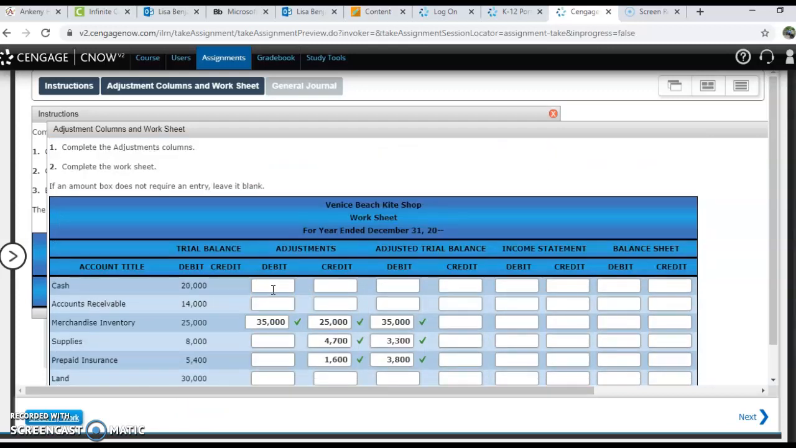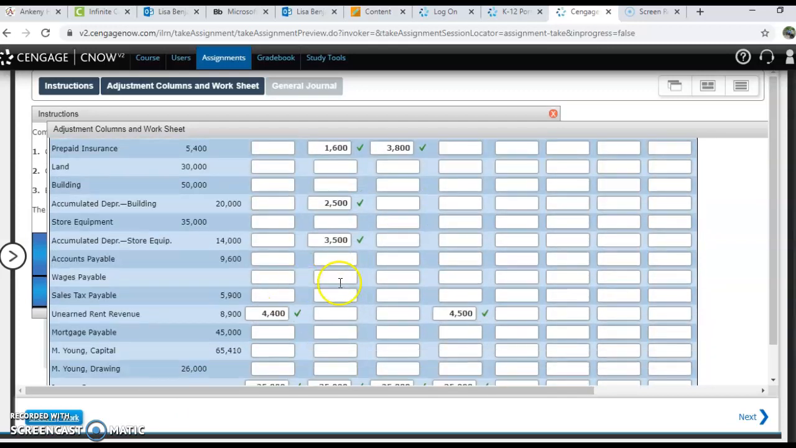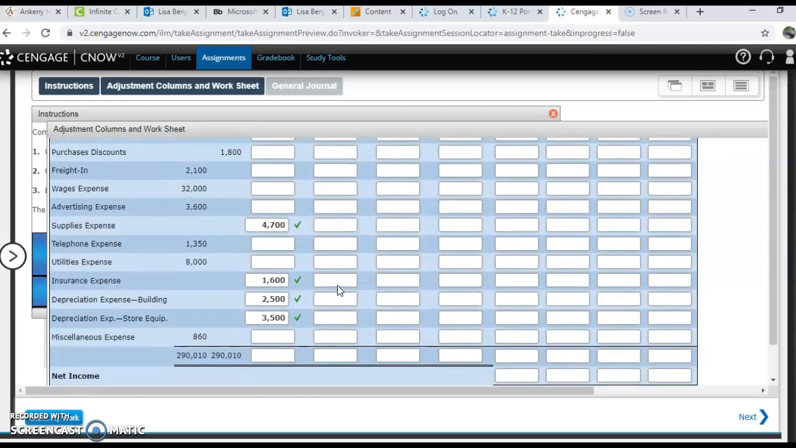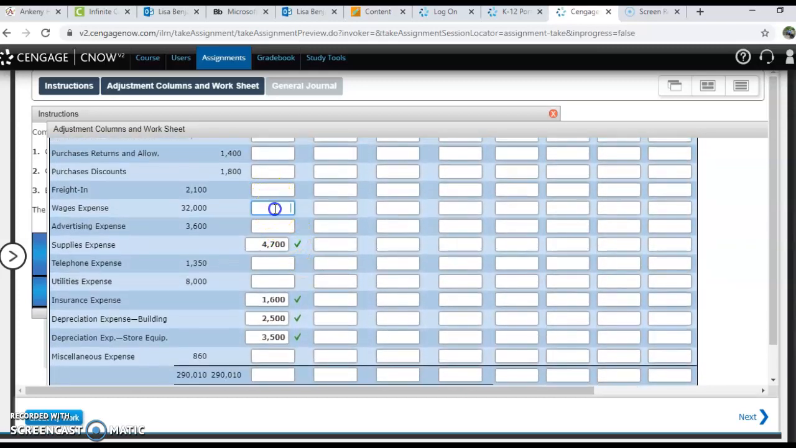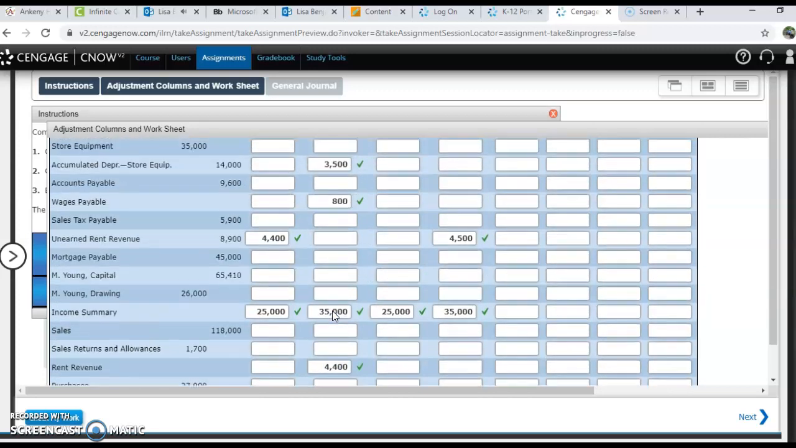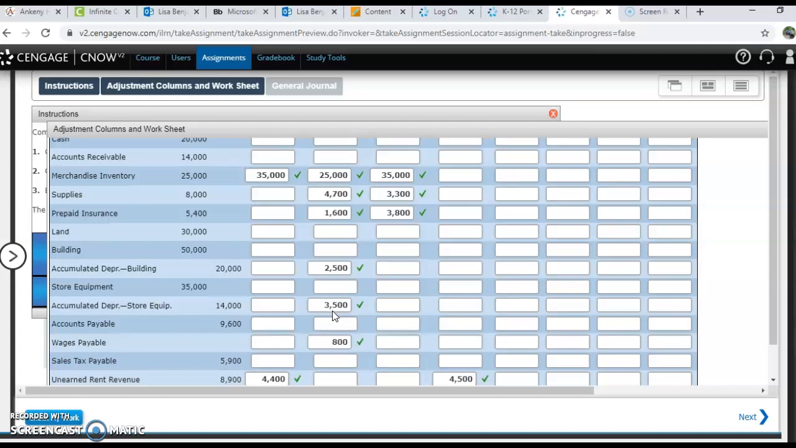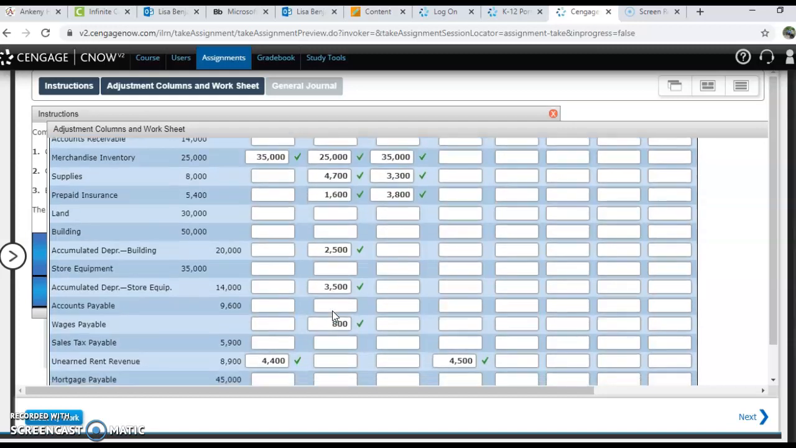So my wages payable, it's a liability account. And they're telling us we have $800 in wages. So I'm going to go down here, find my wage expense, and I'm going to debit wage expense. Okay. All right. So now that the adjustment, I think those are all of my adjustments.